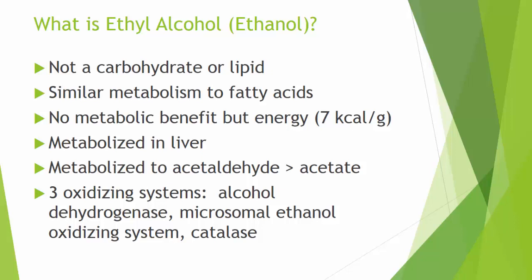It is not a nutrient in that it doesn't really provide any significant metabolic benefit, and by excluding it, you don't experience any deficiency symptoms. But it does supply calories and energy in the form of 7 calories per gram. It's metabolized in the liver, and it's metabolized to acetaldehyde and then to acetate. There are 3 oxidizing systems for ethanol: the alcohol dehydrogenase system, the microsomal ethanol oxidizing system, and the catalase system. We'll proceed to talk about all of them.